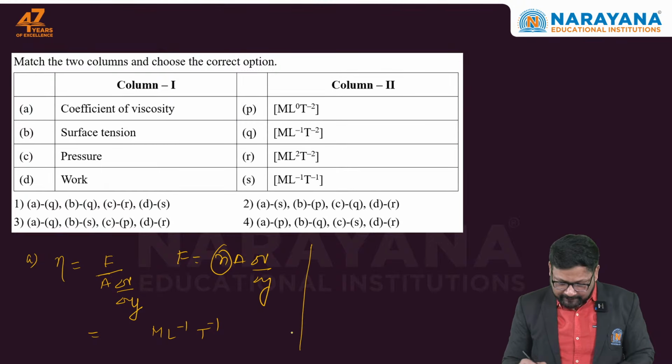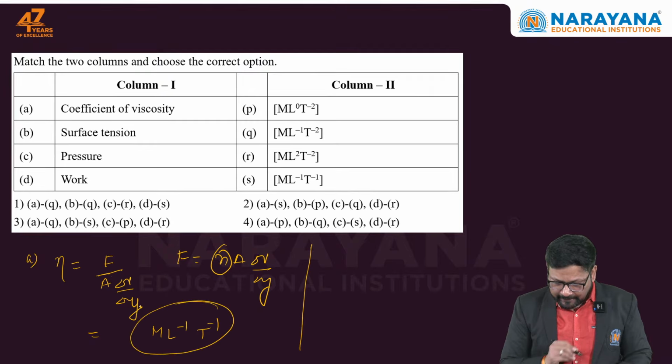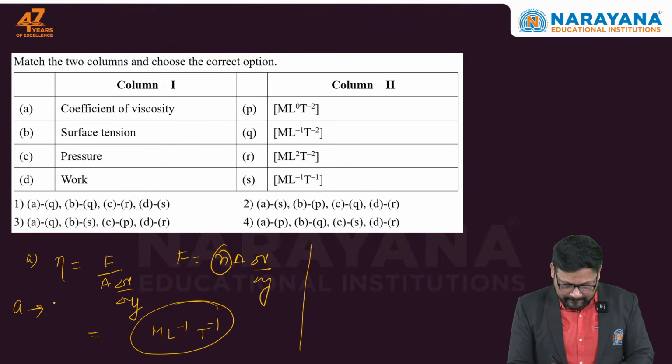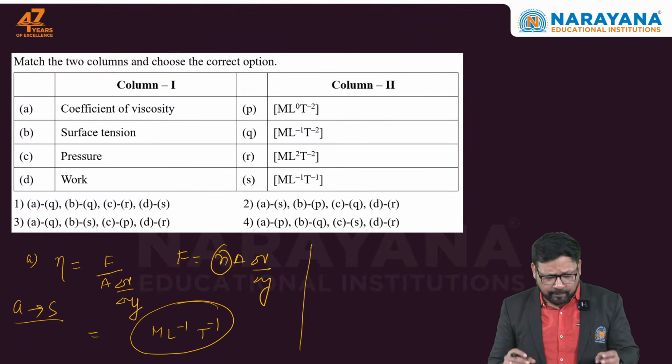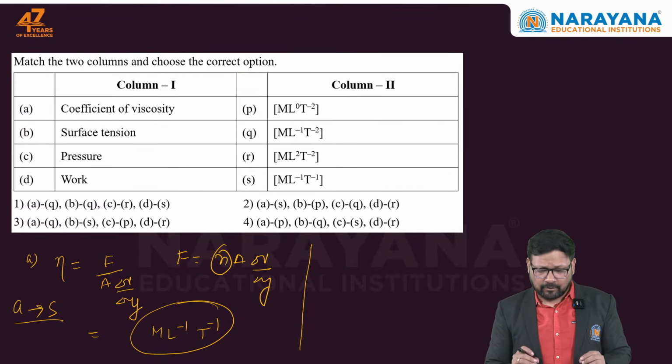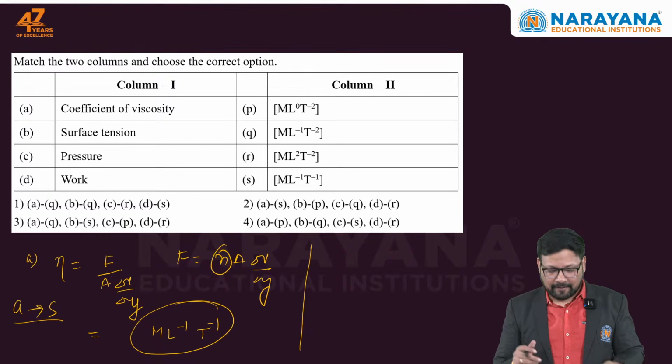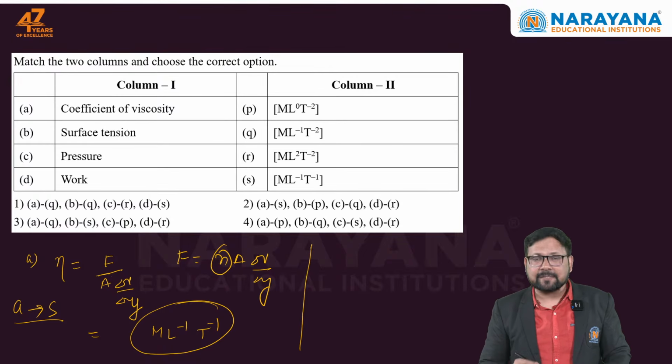So what is F by A? First we will see where is ML⁻¹T⁻¹. So with A we are getting ML⁻¹T⁻¹, that is S. And A to S is the only option relating, that is the second option. So many times in JEE Mains standard, you don't have to solve all. By one you can get the second one is the correct option.